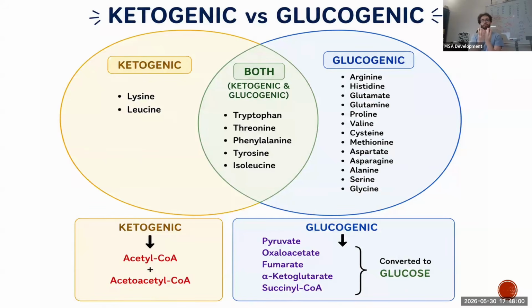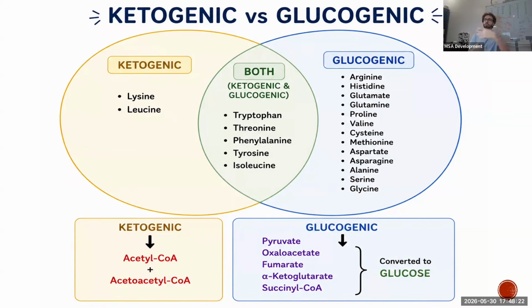Now we have amino acids, صح? When they're broken down, the products of this breakdown are going to be used to do things, okay? The products will either give us ketones or glucose. That's why some amino acids are ketogenic, meaning when they break down, they will become ketones, while others are glucogenic, meaning when they break down, they will become glucose.